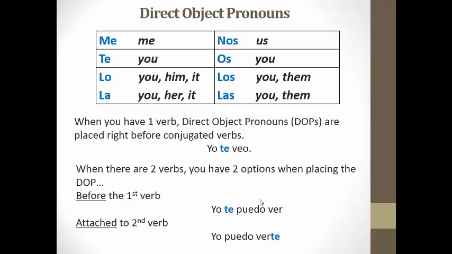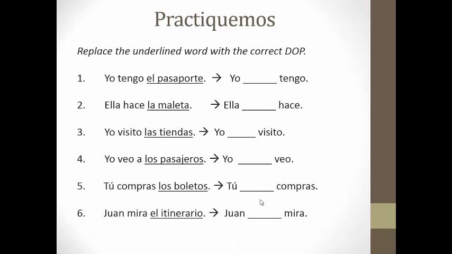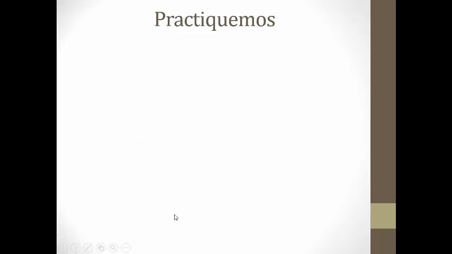All right. Now, let's practice using direct object pronouns a little more in some sentences. The directions here say, replace the underlined word with the correct DOP. Let's do number 1 together. It says in English, I have the passport. Okay, over here you want to say, I have it. So look on your chart, there's 2 ways to say it. Are you going to pick lo or la? Hopefully you would have picked lo, because el pasaporte is masculine. Okay, please pause me, and please do numbers 2 through 6, and then we'll check our answers.